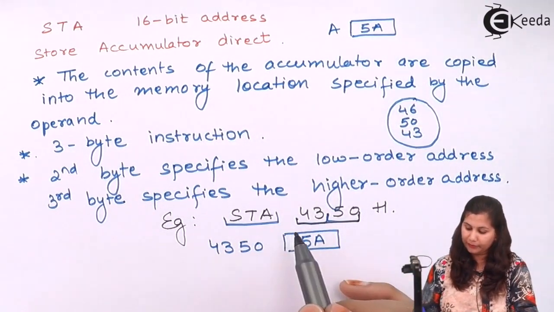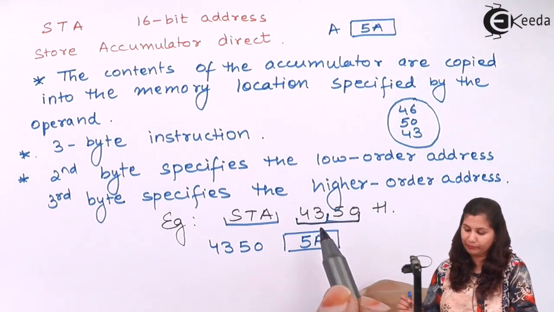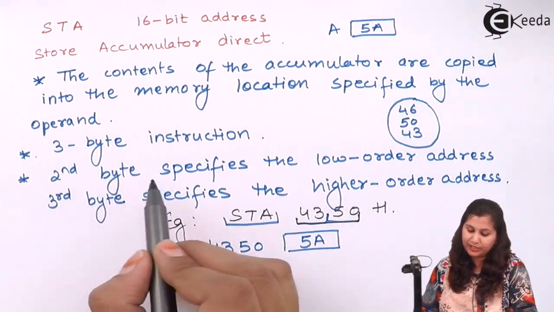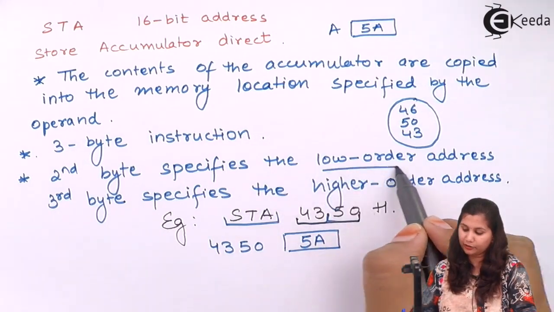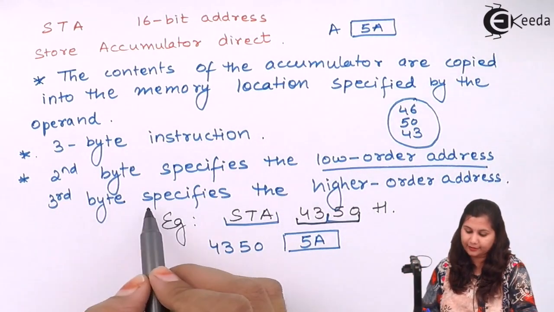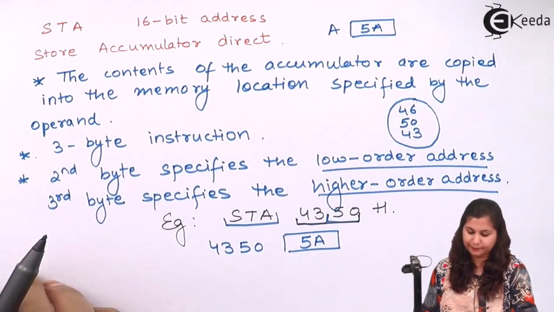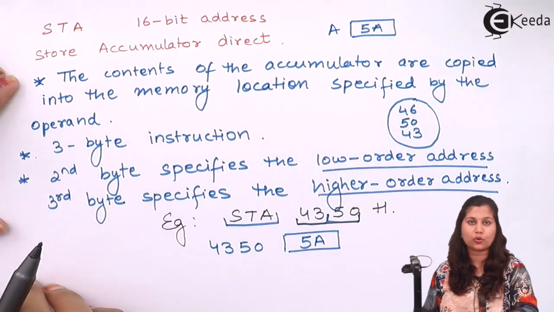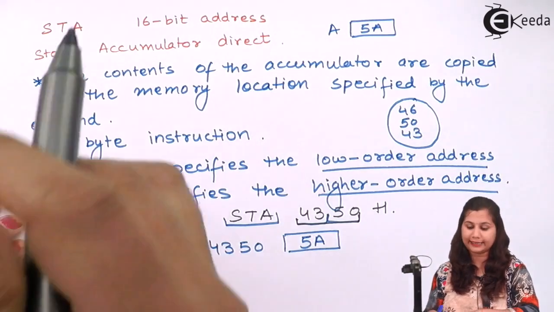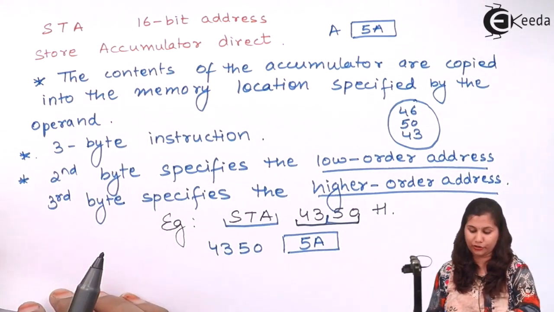All the time remember that the second byte is specifying the lower order address and the third byte is specifying the higher order address. So this was the store accumulator direct, STA instruction.